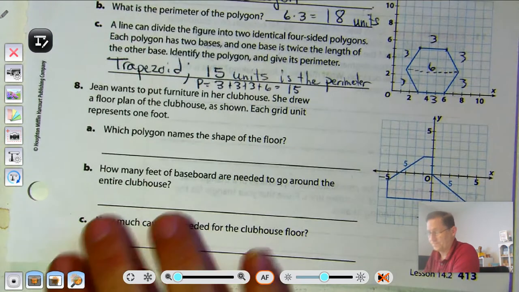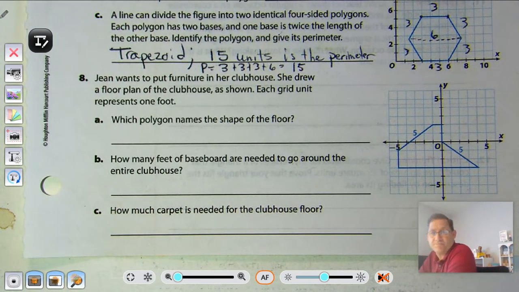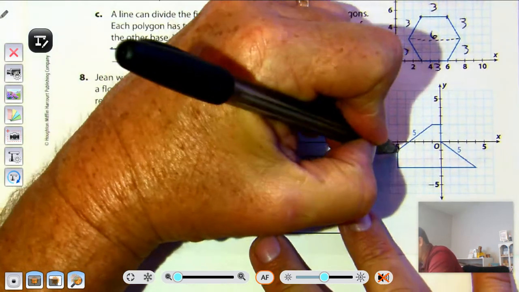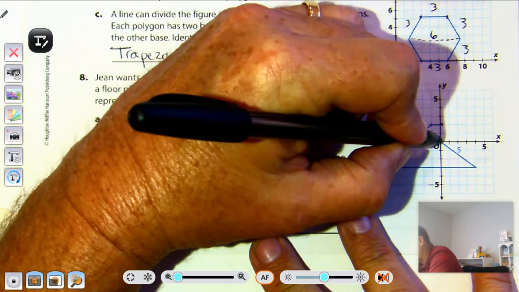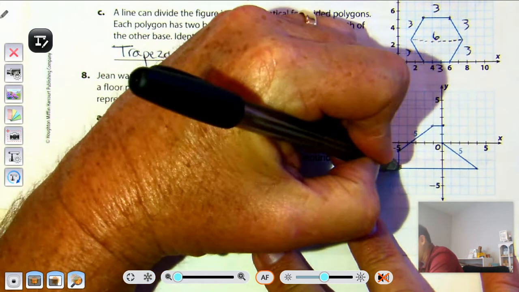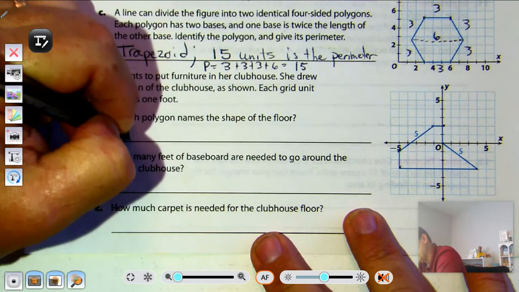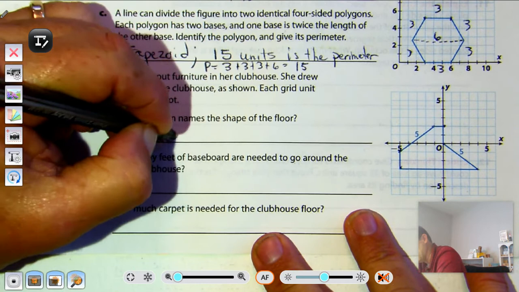All right, 8A. Jean wants to put furniture in her clubhouse. She drew a floor plan of the clubhouse, as shown, and each grid unit represents 1 foot. Which polygon names the shape of the floor? Well, we have 1, 2, 3, 4, 5, 6 vertices. So we have a hexagon.